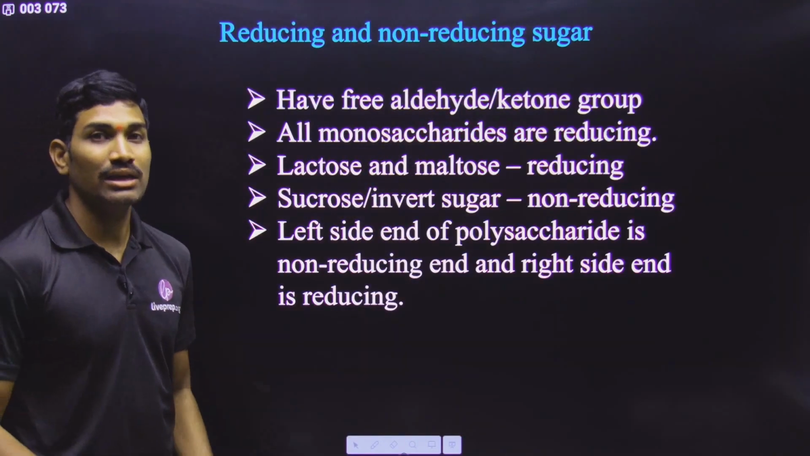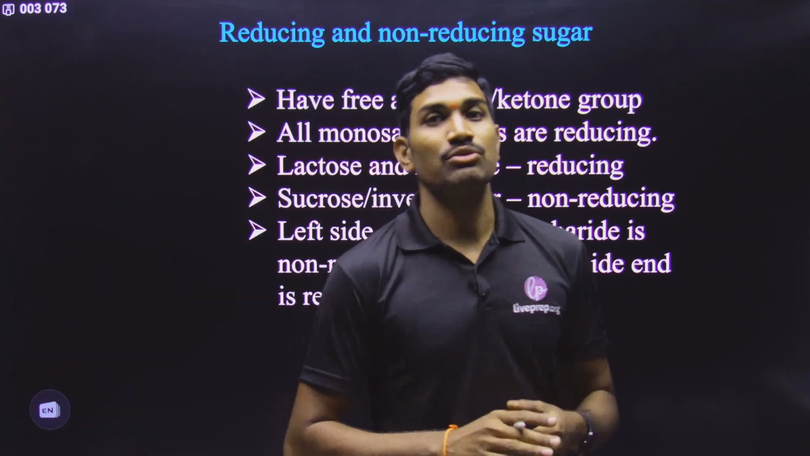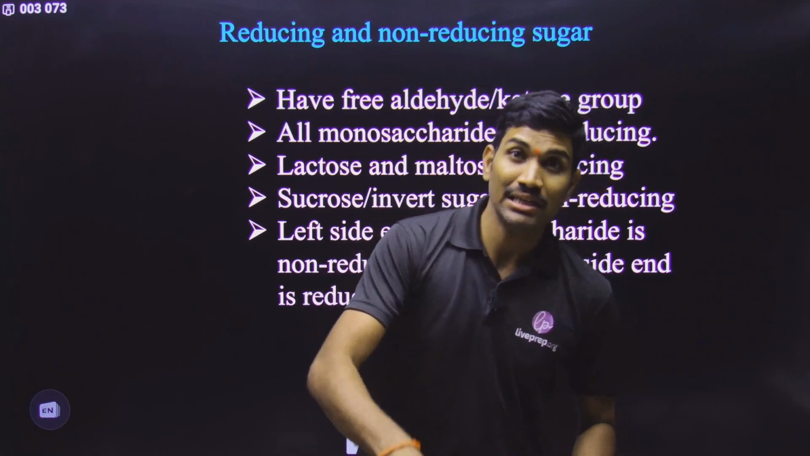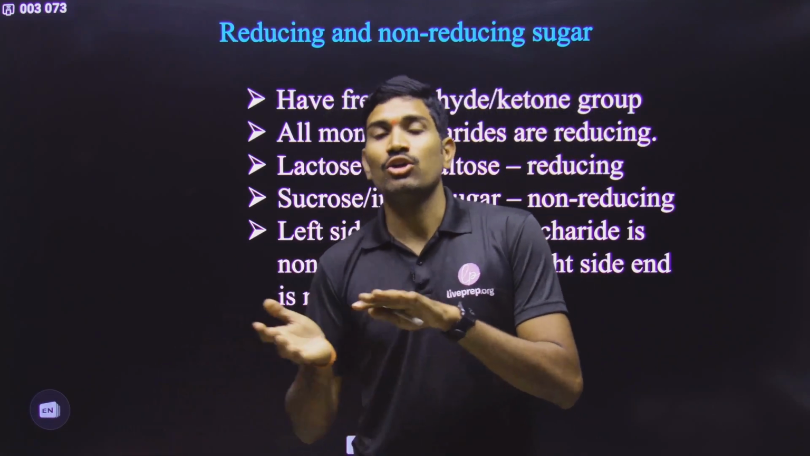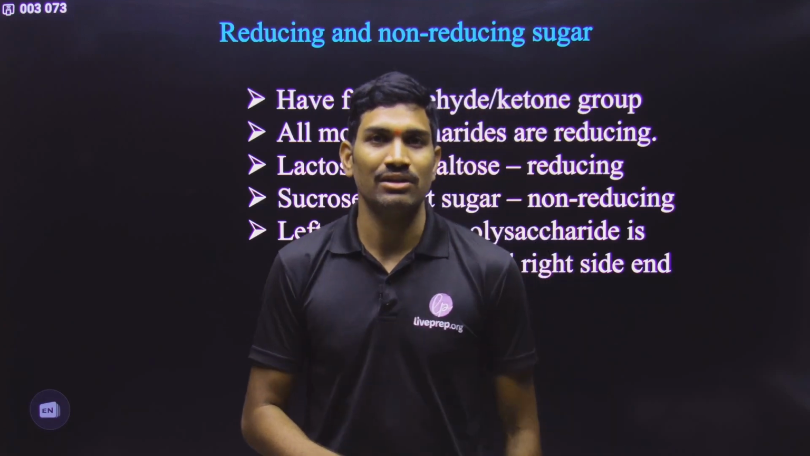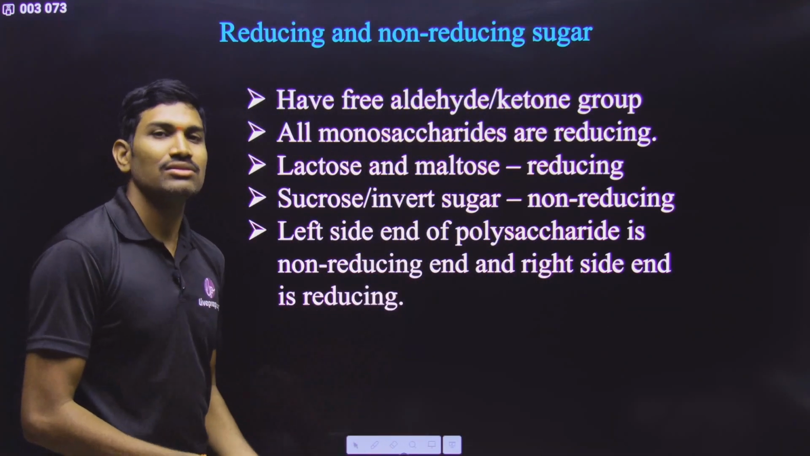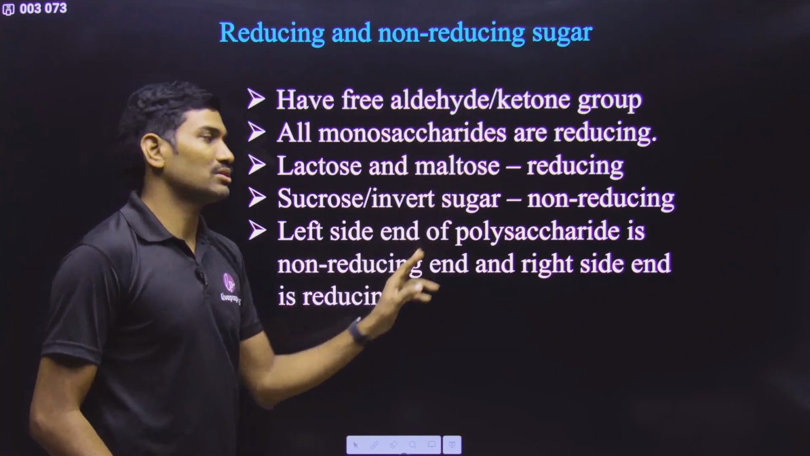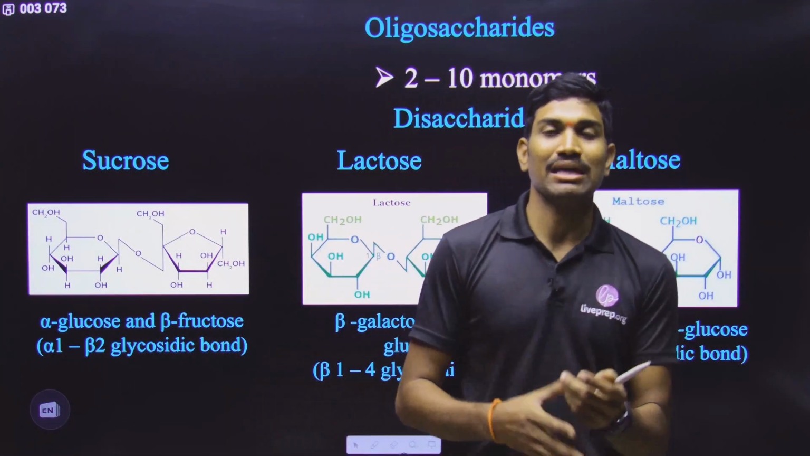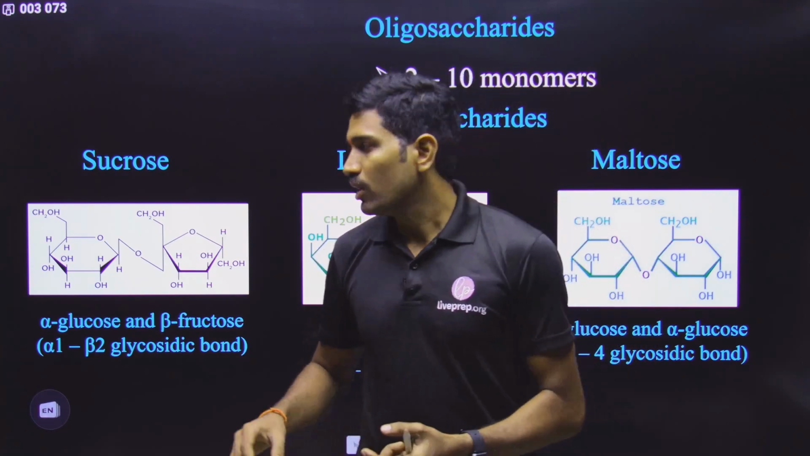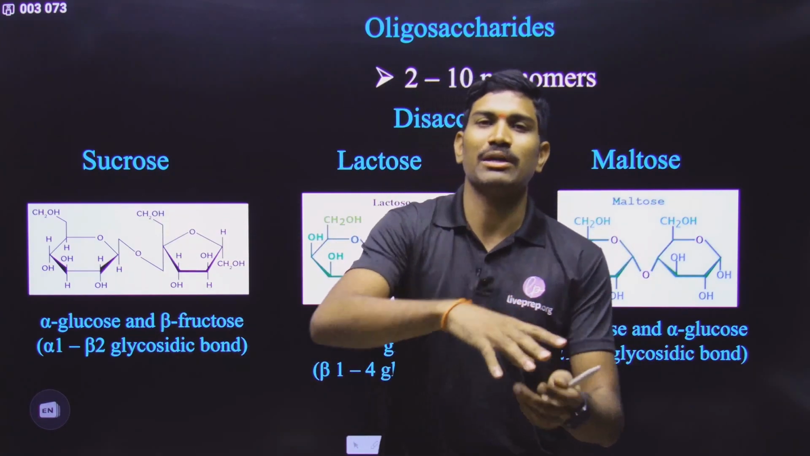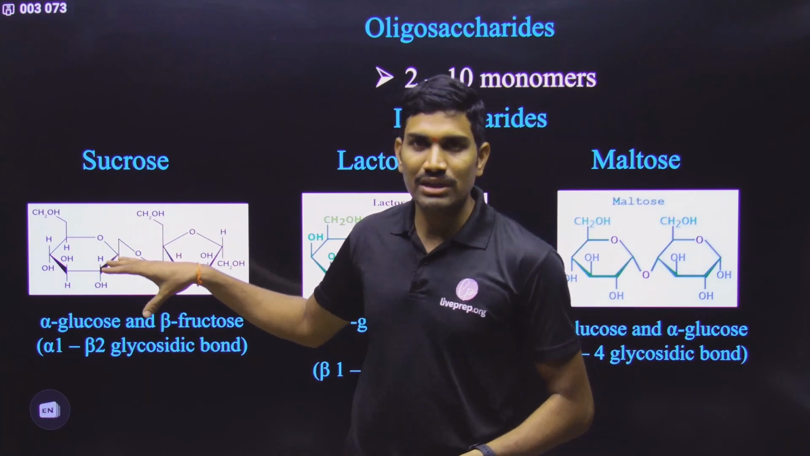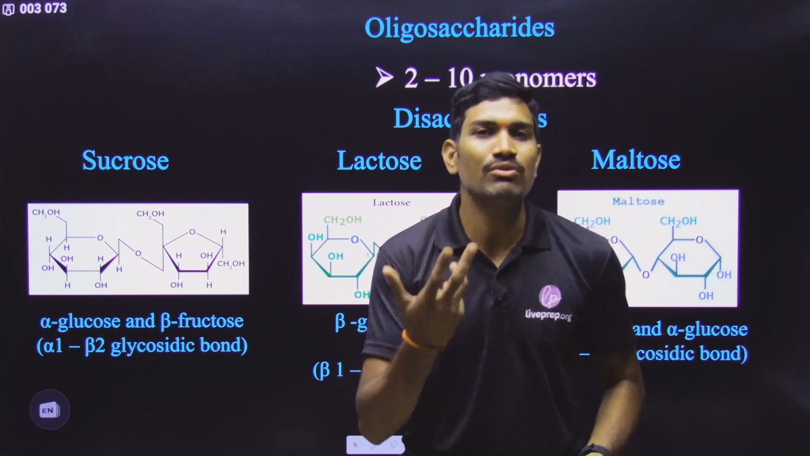And now we are talking about a concept called reducing and non-reducing sugar. The reducing and non-reducing sugar concept was not given in NCERT, but the reducing and non-reducing end concept they gave in NCERT. To understand this, you need to understand this. So now there is a simple logic. How will you decide whether it is a reducing sugar or non-reducing sugar? In chemistry you will study some agents, some chemicals. So when this sugar is added to that particular chemical, whether it is reducing that chemical or not, whether this sugar can reduce it or not. So how will you decide it?